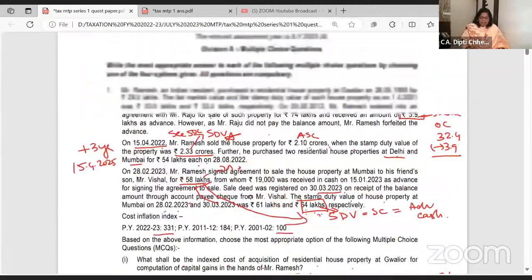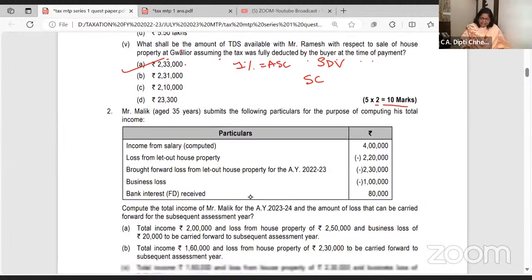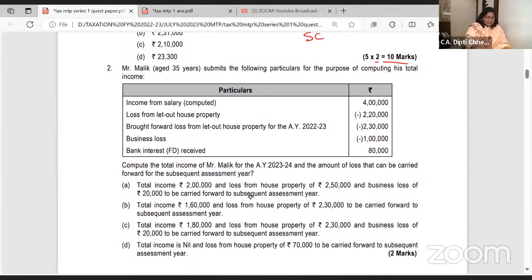Shall I close this? Half an hour I took. This is a 10 marks question and I made you write the concepts also. So I hope it is very clear. Now, let us go to these 1-1 mark, 2-2 marks, different MCQs.